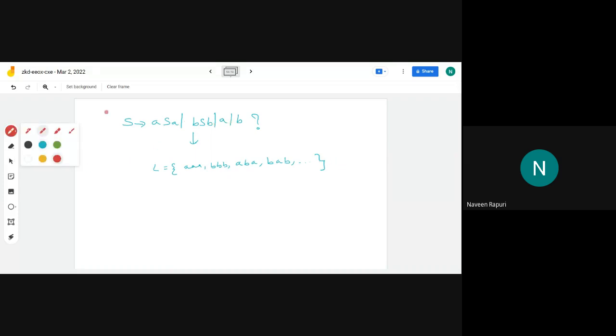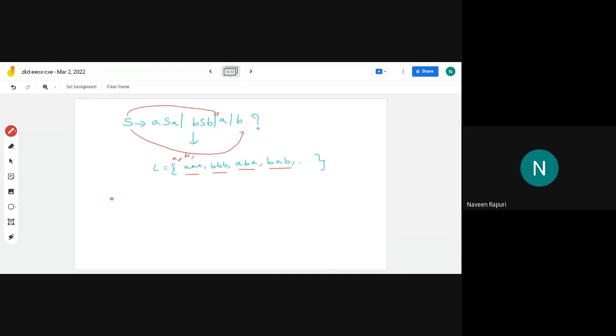So what is that? Directly S is deriving small a. That's why A is also a string. And directly S is deriving B. That's why B is also a string. So is there epsilon? No, sir. So that's why A, B, triple A, triple B, ABA, BAB.